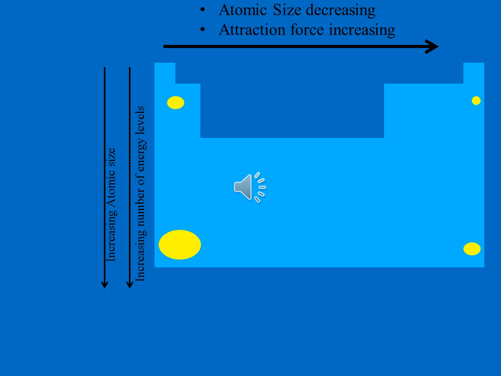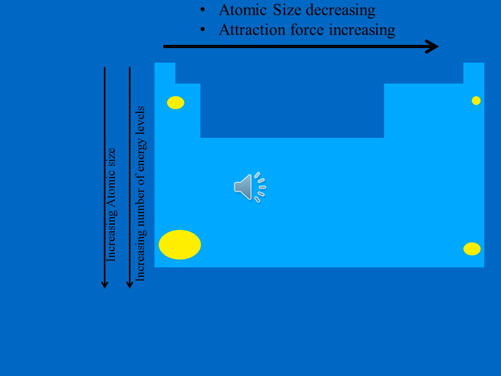But if you look at groups, we can see that if we go from up to down in the group, the atomic size is increasing. Atomic size is increasing from up to down, as in the first group here and in the last group here. The element up in the group has smaller atomic size than the element which is down in the group. From up to down, size increasing. Why? Because the number of energy levels increases.